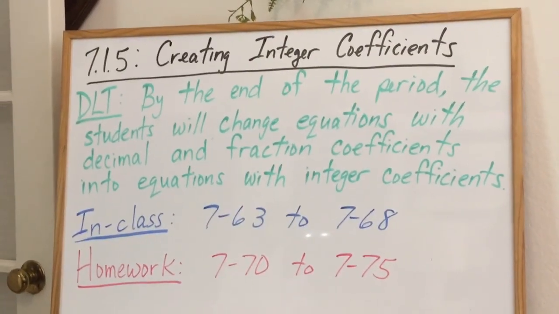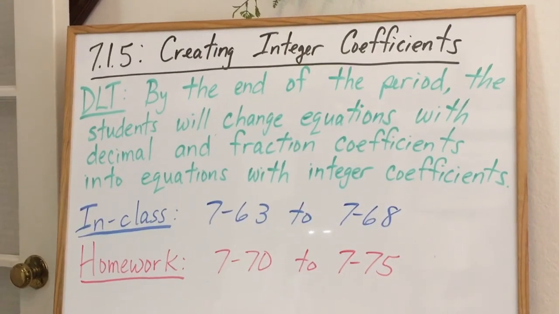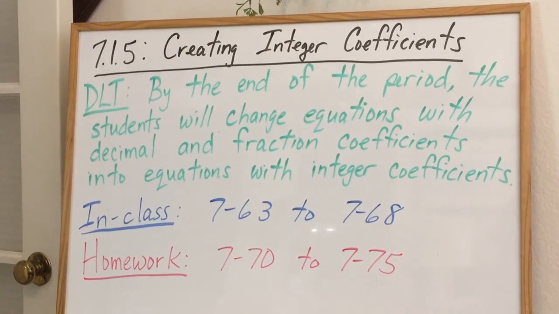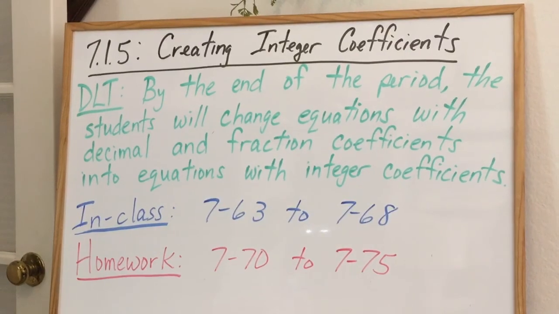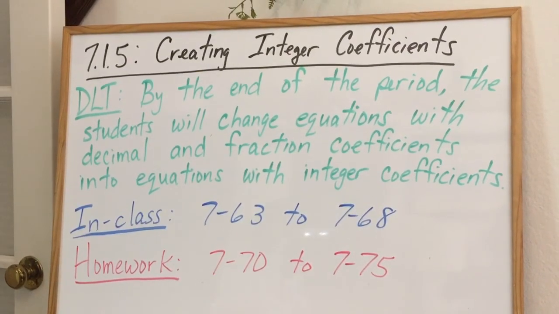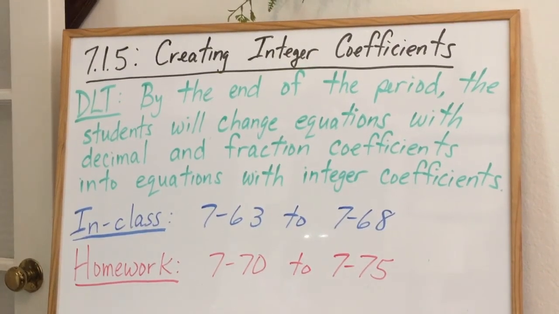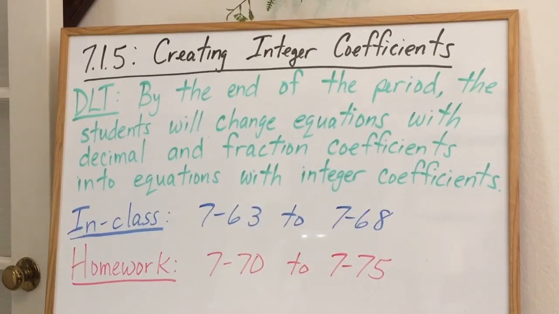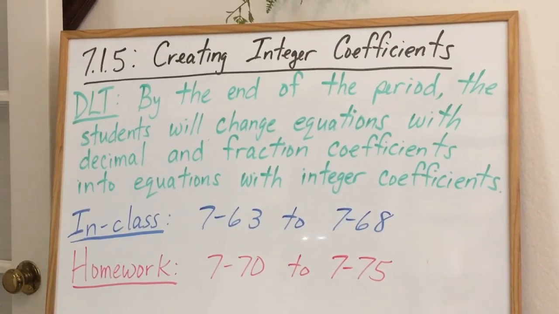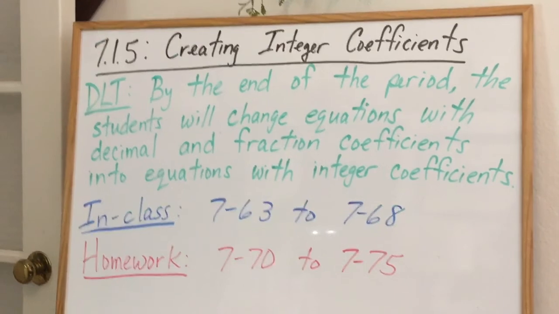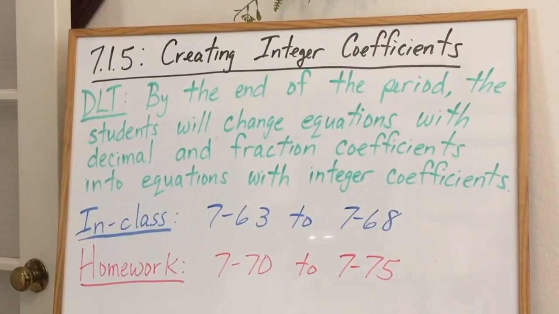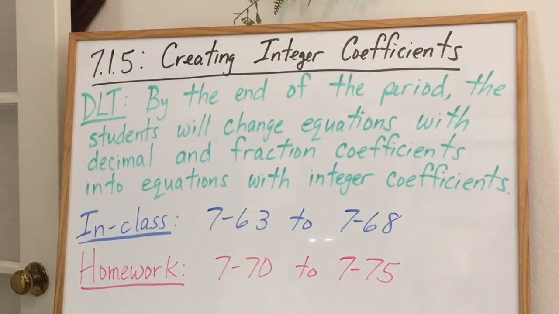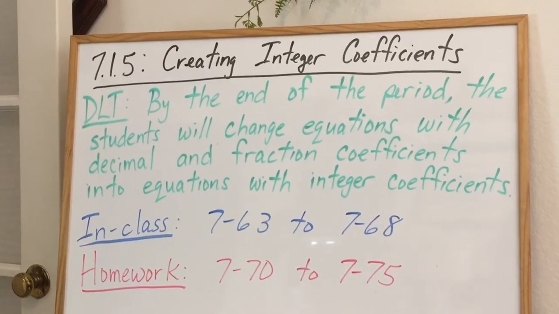Okay, lesson 715, creating integer coefficients, the DLT for today. By the end of the period, the students will change equations with decimal and fraction coefficients into equations with integer coefficients, even though I think we were doing that with the last lesson. Okay, so your in class is 7-63 to 7-68. Your homework will be 770 to 775.